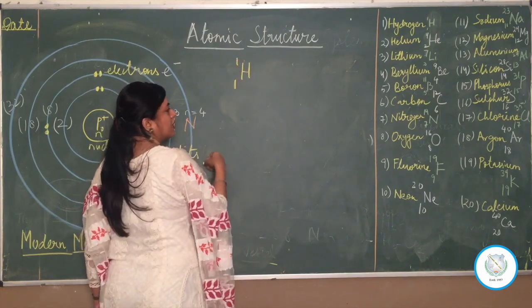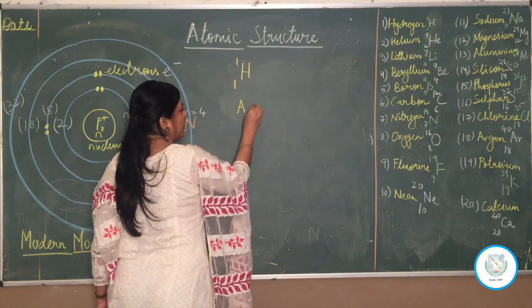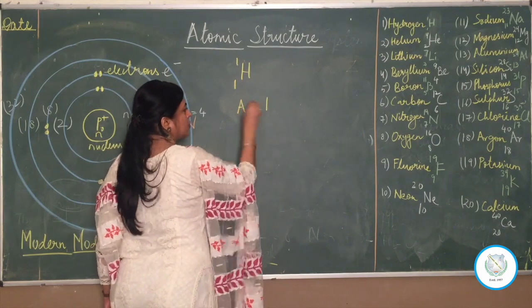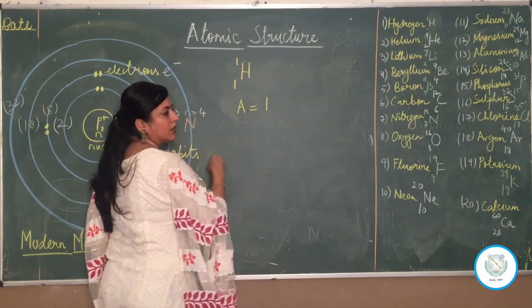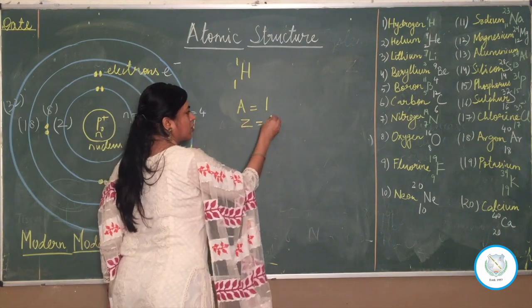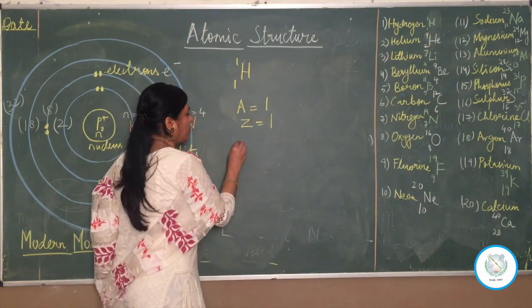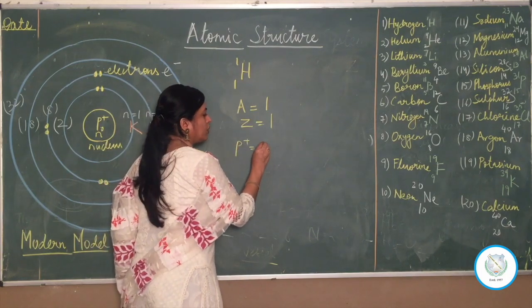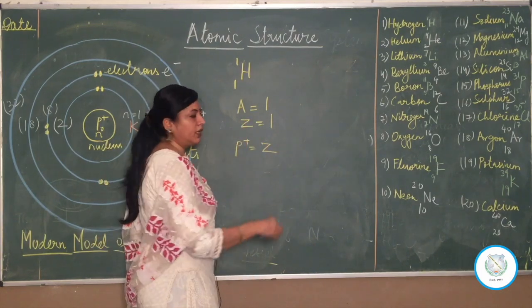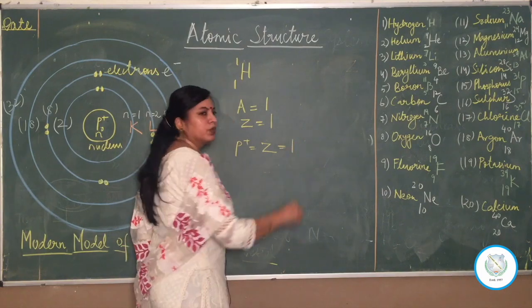This is the mass number represented by A. So A is how much? 1. This is what? The atomic number. Z is also how much? 1. Now if I have to calculate the number of protons, what is the number of protons equal to? It is equal to the atomic number, so it is also equal to 1.